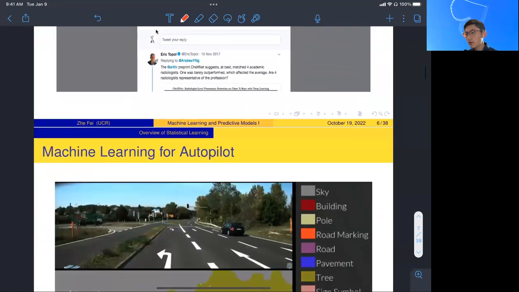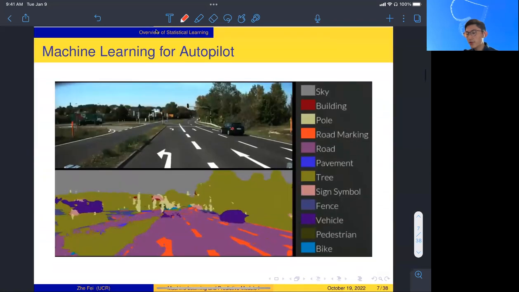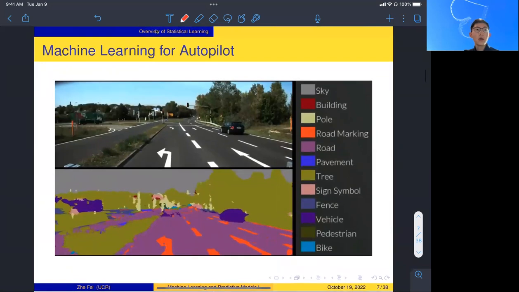So another example: if you own a Tesla, you might be familiar with this topic.